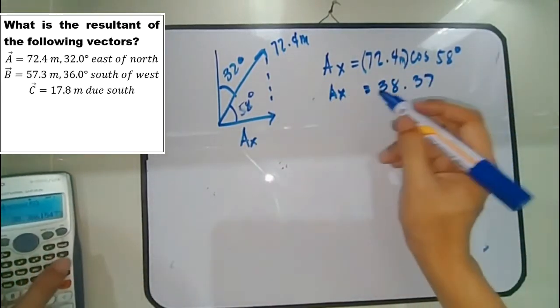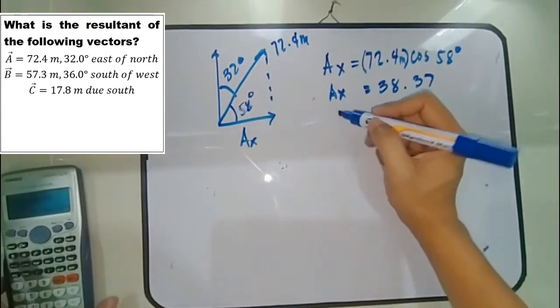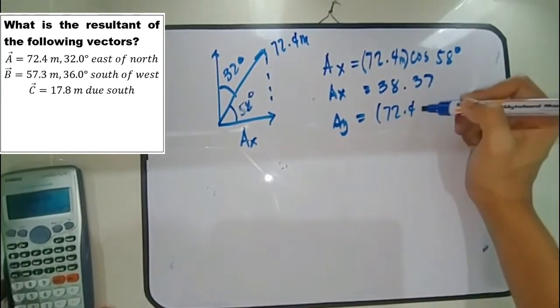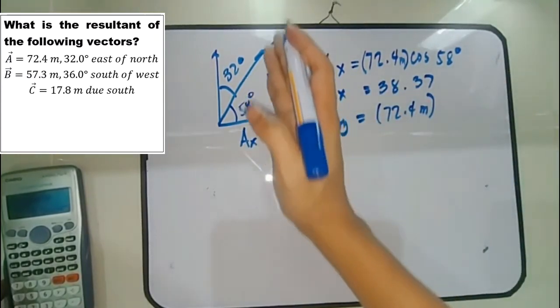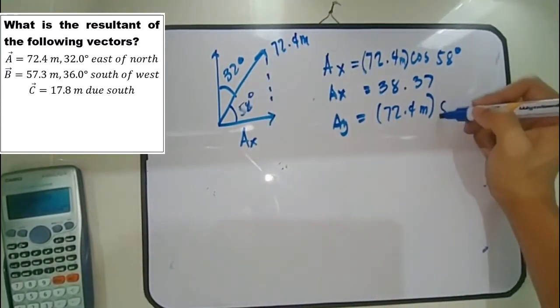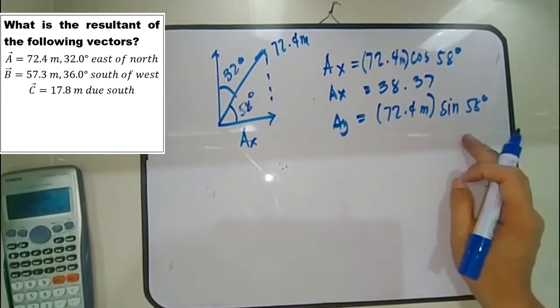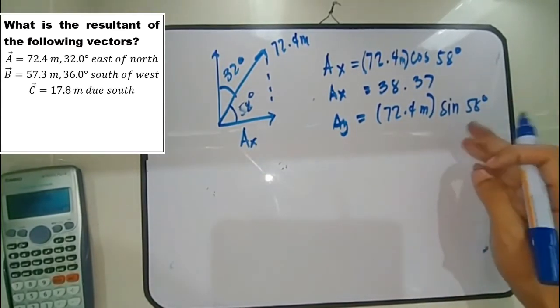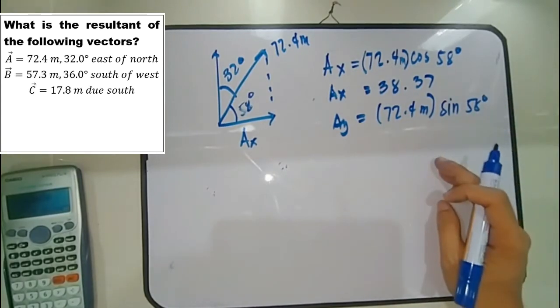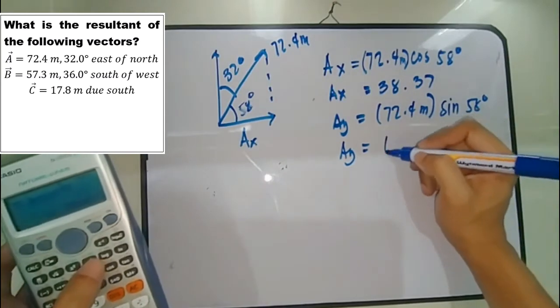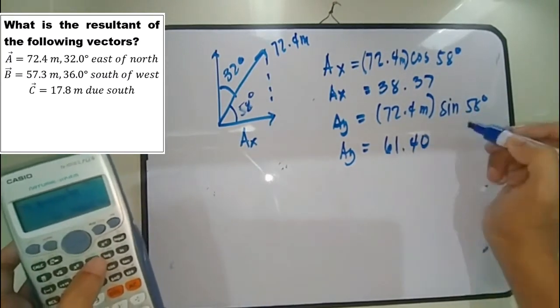So kunin natin yung A sub y. So A sub y is just equal to, you have your 72.4 meters, so that is opposite. So sine 58 degrees. So para ma-familiarize nyo guys yung ating trigonometry here, you just need to go back to our previous discussions. So this is 61.40 meters.